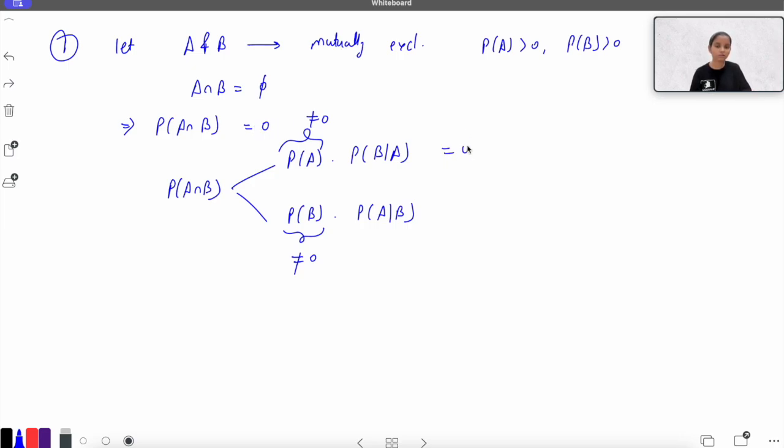So this thing is also equal to 0, this is also equal to 0. But this term can't be equal to 0, this term can't be equal to 0. So from this implication we are concluding that probability of B given A is coming out to be 0, and from this probability of A given B is coming out to be 0.